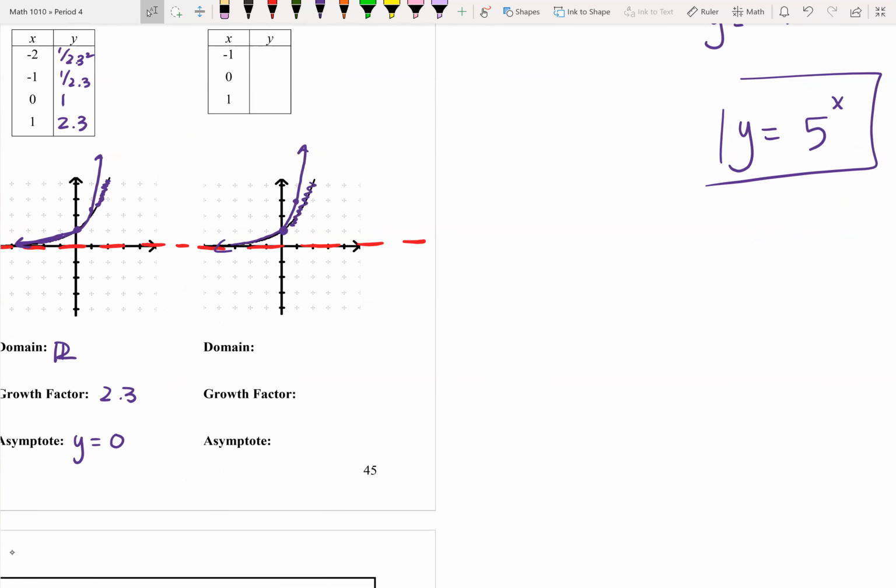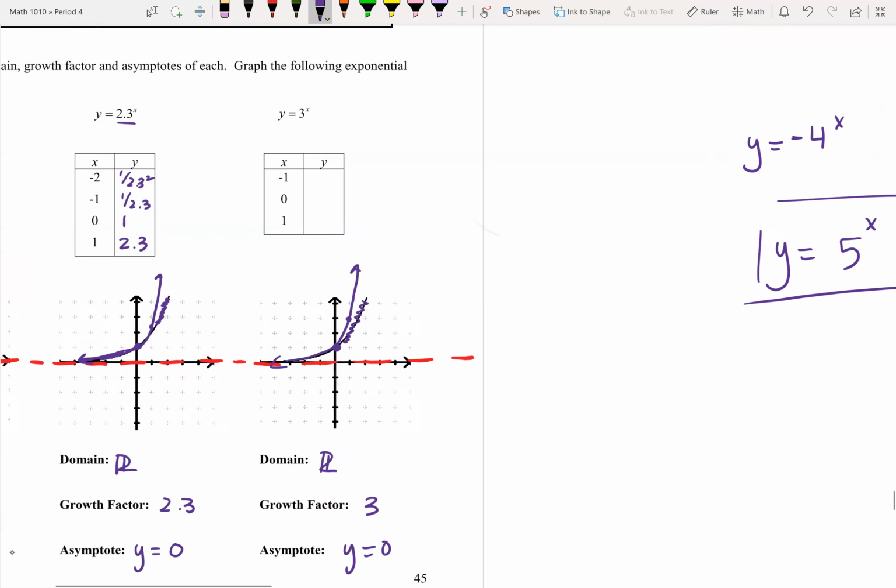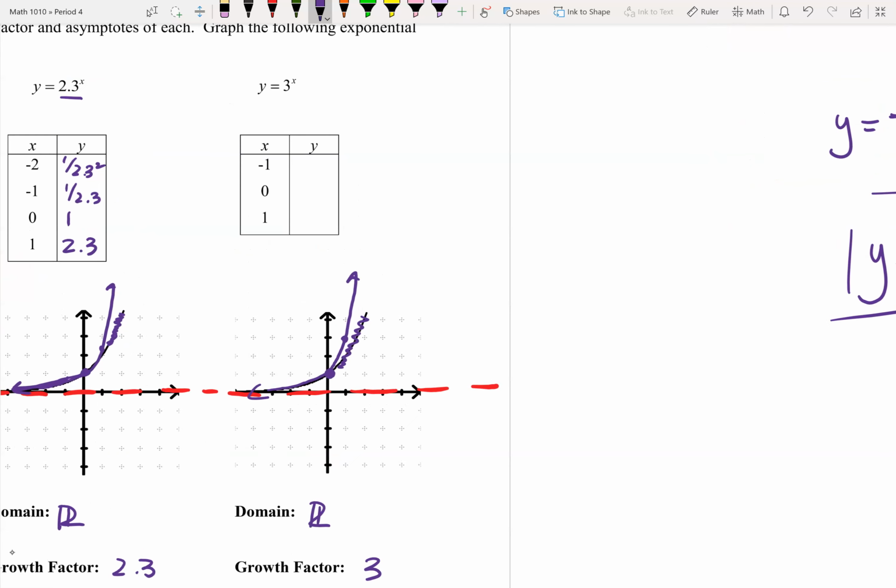Okay, domain, shout it out. All real numbers. Growth factor, 3. Asymptote, y equals 0. This is so easy. Who says this is so easy? This is leading you to logs. And logs are just as easy. So you're going to be fine. Let's fill in the table. Sorry. 3 to the 0 is a 1. 3 to the first is a 3. 3 to the negative first is 1/3.